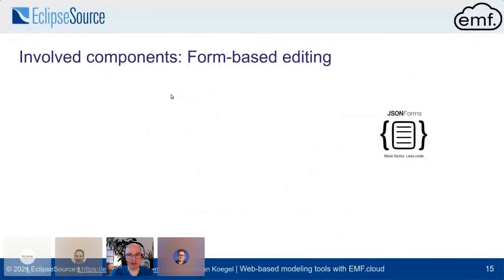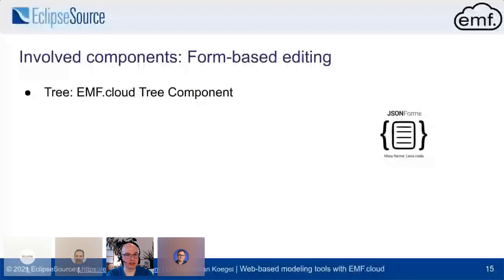How did we build that editor? So we didn't hand code that, obviously. It was built with a framework called JSON Forms. And for the tree that we saw on the left-hand side, that's an EMF.cloud component for building trees. For the forms, we use JSON Forms. And JSON Forms would be a presentation for itself, but there's an extensive website on that also. In a nutshell, it is about building form-based editors and describing the forms in a declarative way.